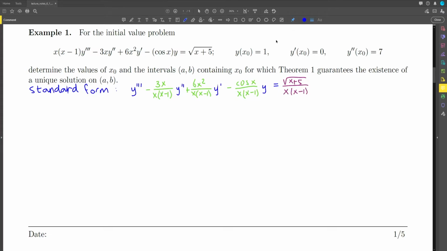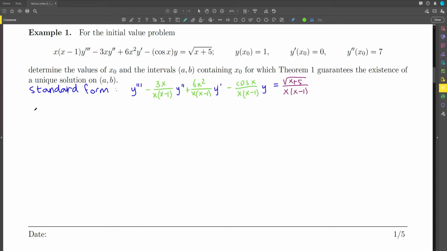Now, what I'm going to do here is look at these three functions first, because what I see is all these functions have a numerator that is a continuous function on the entire real line. So 3x is continuous everywhere, 6x squared is continuous everywhere, and cosine of x. Here on the right-hand side, we have a square root of x plus 5 in the numerator, and the domain of that function is not the whole real line. So we're going to do that one separately.